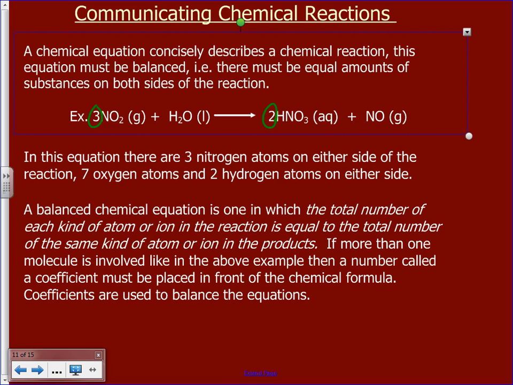A balanced reaction is one in which the total number of each kind of atom or ion in the reactants is equal to the total number that are in the products. Whatever you start with, you have to end with, because you can't break the law of conservation of mass.